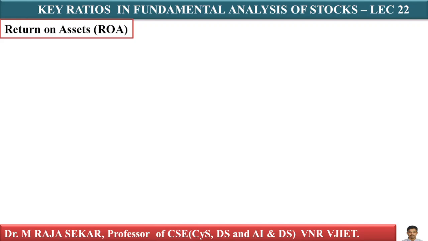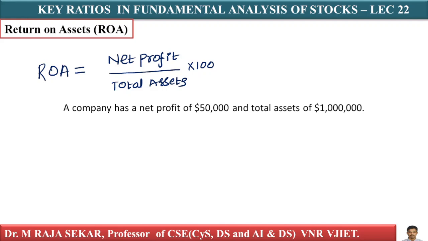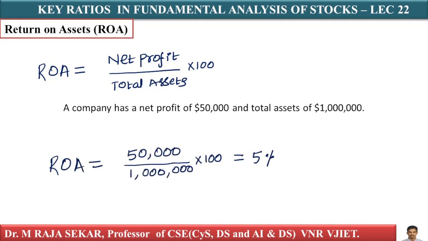Let me consider ROA. What is ROA? Return on assets measures how efficiently a company uses its assets to generate profit. The higher the ratio, the more efficient the company is at using its assets. ROA is net profit by total assets into 100. For example, a company has net profit $50,000 and total assets, let me say, this is an example. It is simple mathematics, anybody can understand. In this case, ROA is 5%.